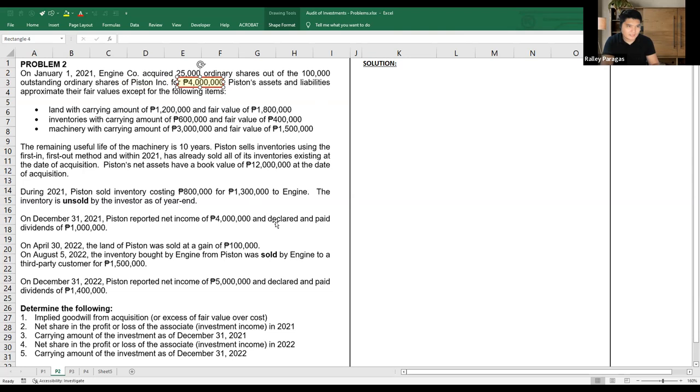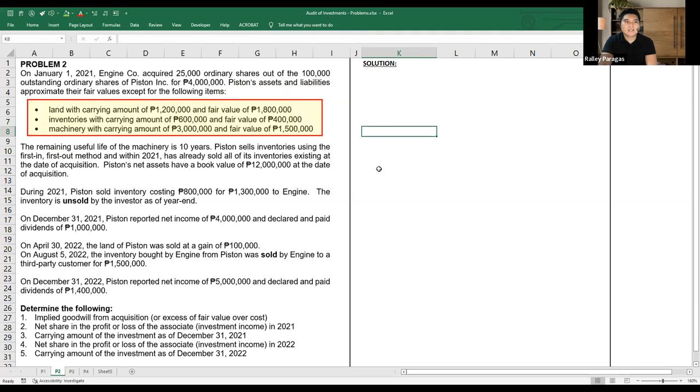Acquisition cost, no? Next, Piston's assets and liabilities. So sino ulit si Piston? It's our investee. So yung assets and liabilities ni Piston approximate their fair values except for the following items. So meron kang land, meron kang inventories, meron kang machinery. Those are your assets na iba yung book value versus your fair value. So ano ba yung mga differences dyan? So land, it has a carrying amount of 1.2 million pero meron na siyang fair value na 1.8.